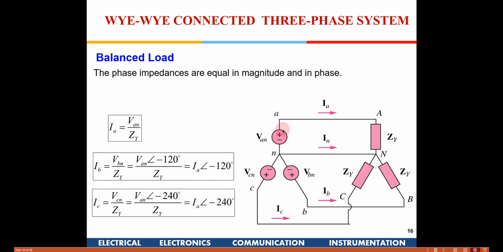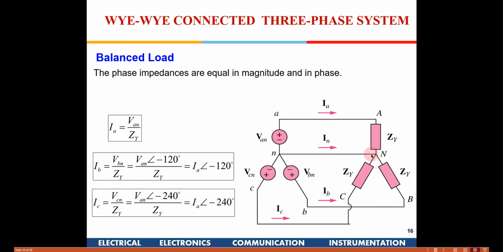So let us find the currents which are flowing in this system. This current is known as the line current. The line current is the current in the line which connects the source and the load.